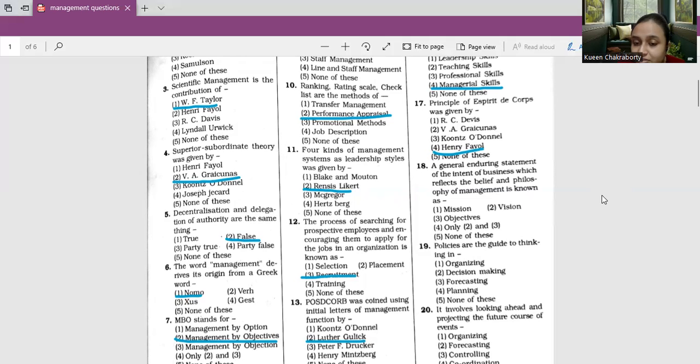A mission statement reveals what an organization wants to be and whom it wants to serve. What is the basic objective of it? Why was it created? That is called the mission. So the correct answer to question number 18, as I already told you, is number 1, which is mission.